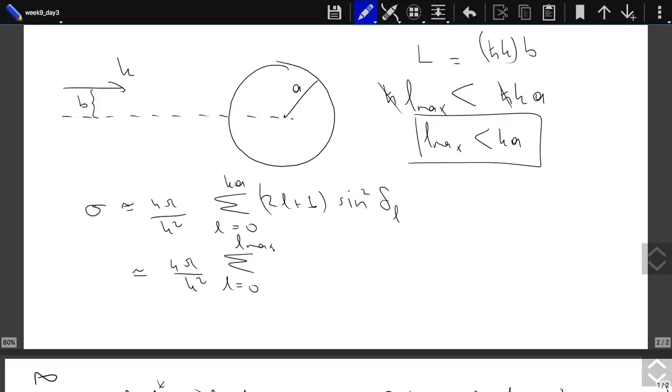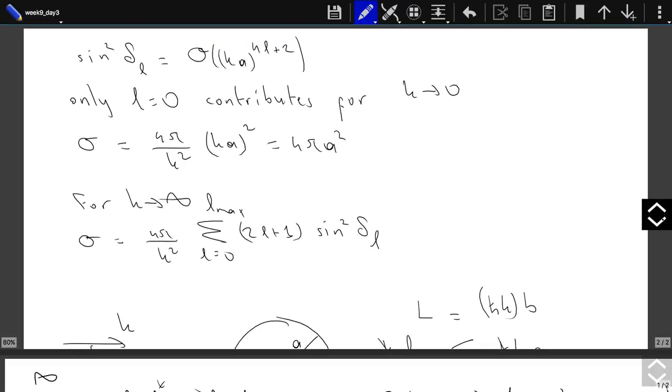Are you doing something semi-classical? Not really. You see, this is our quantum mechanical result here.